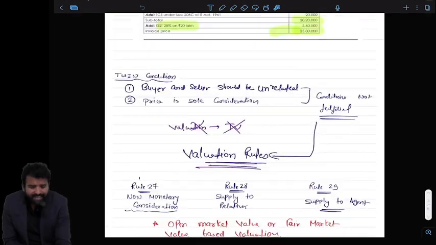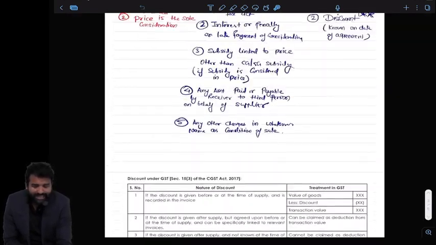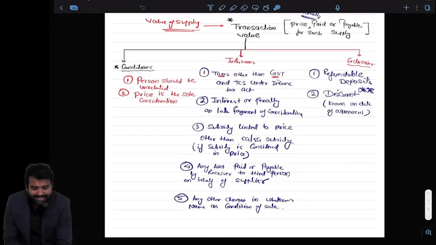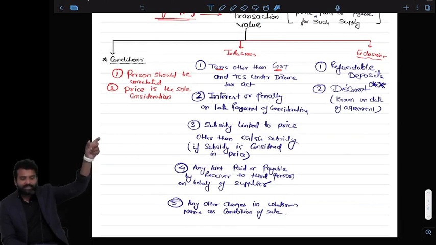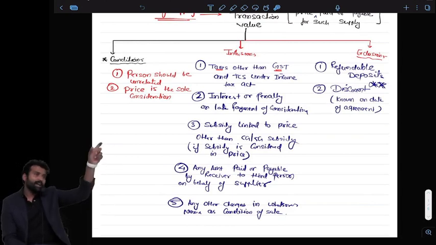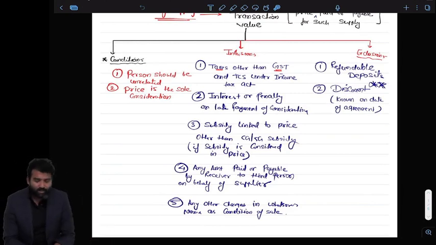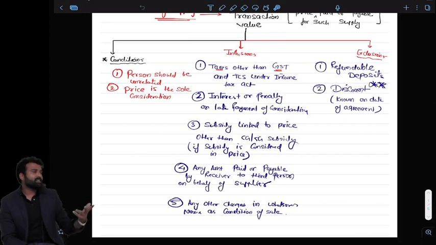And the main MCQ question they can ask you in the exam is maybe related to these inclusions. They will give the practical situation, they will give the price, the taxes, TCS, interest, subsidy and all the amounts. And what you have to do is calculate the total value. They will also give you the trade discount. If the trade discount and cash discount are there, you can deduct them.